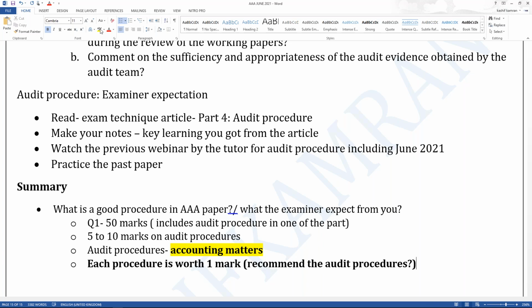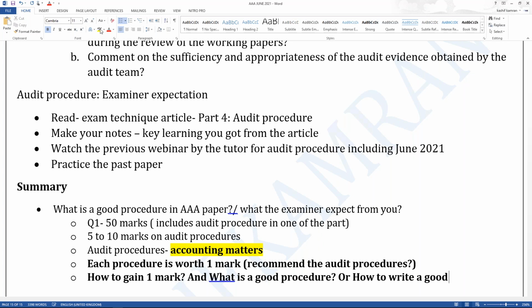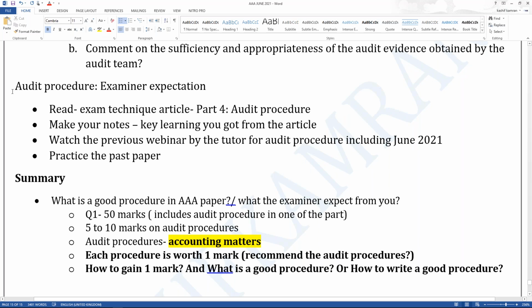Now comes the big question: how to gain 1 mark, and what is a good procedure? Or how to write a good procedure? Are these the 3 questions you will have in your mindset as a student? So have I read your mindset effectively, all of you?